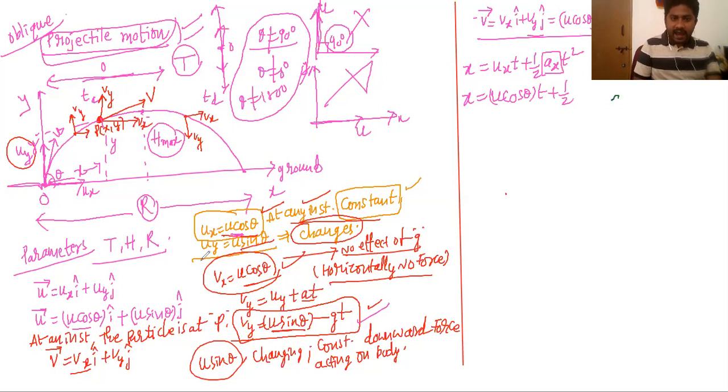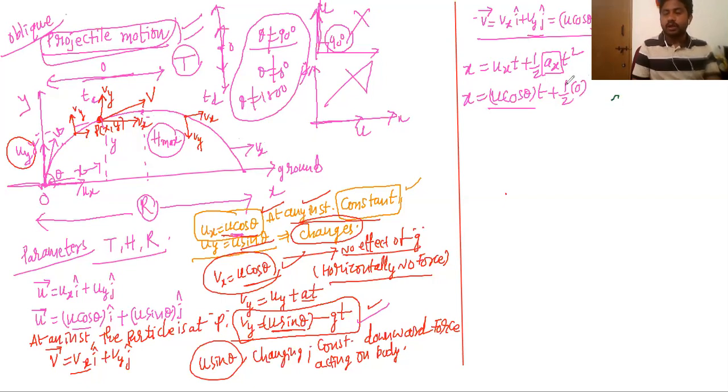Along the x-axis, the velocity is constant at any point. See, at this point you take ux, at this point also take ux. Horizontal velocity will be constant, which is equal to u cos theta. So when horizontal velocity is constant, horizontal acceleration will be zero.